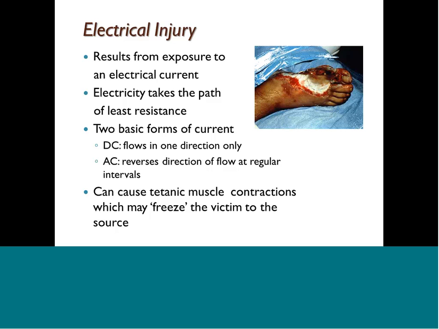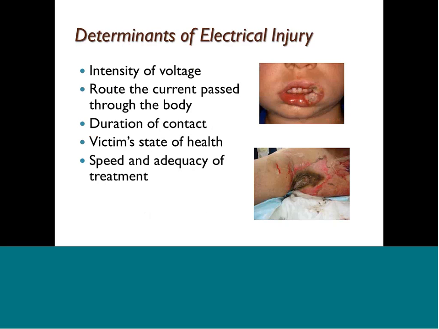There are two basic forms of current: direct current and alternating current. Direct current only flows in one direction, whereas alternating current reverses direction of flow at regular intervals. An electrical injury can cause tetanic muscle contracture, where the person can be frozen to that source. So if you're ever a first responder with a person that has an electrical injury, you want to make sure that the electric current is off to that patient before you touch that patient, or else you're going to end up completing that circuit and you're going to end up with an electrical injury too.